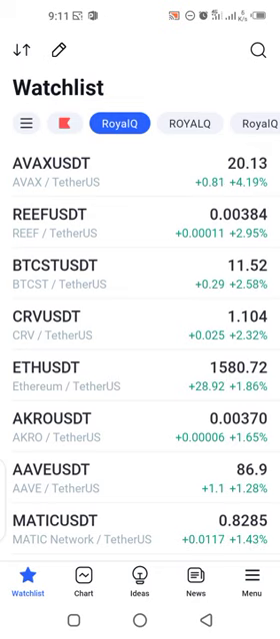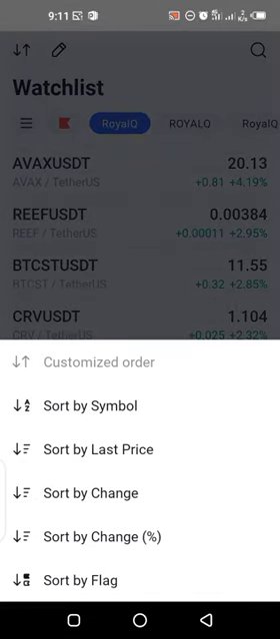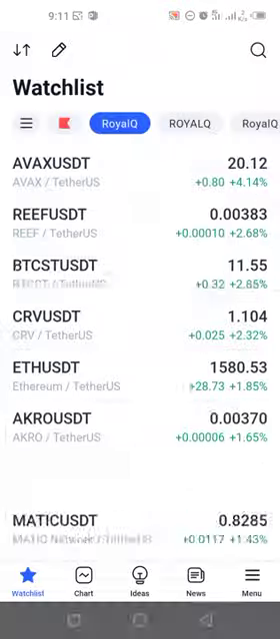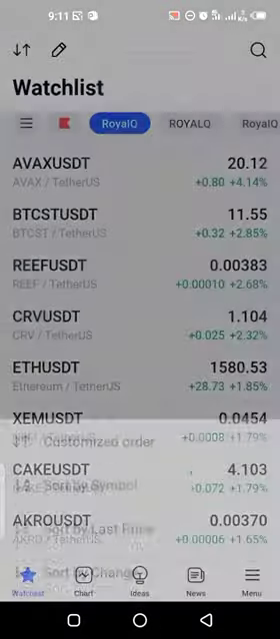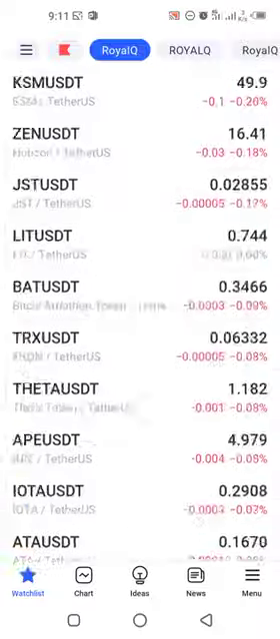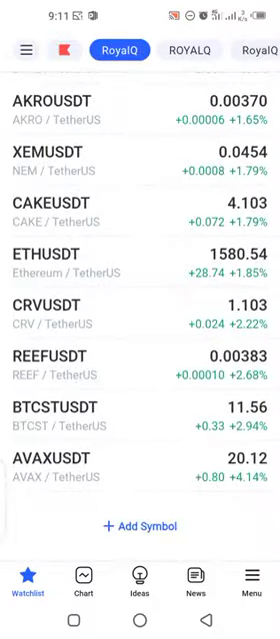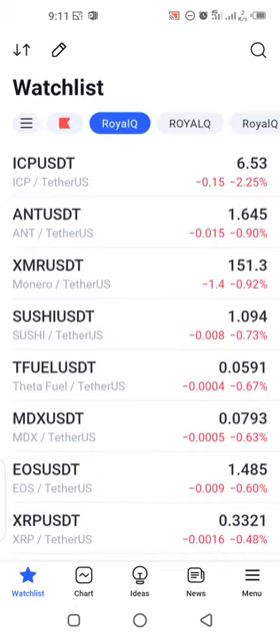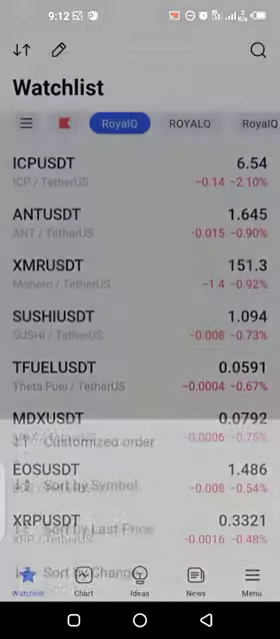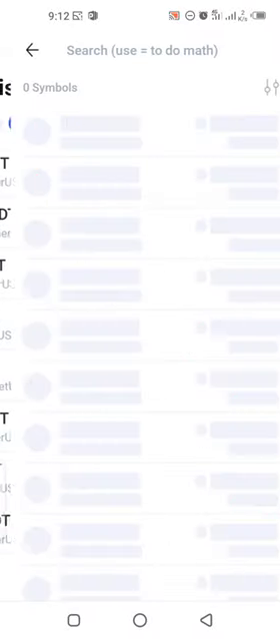It is the 30th of August 2022, and yesterday we were able to learn how to sort our coins from those that are performing well to those that are performing poorly. You can also do vice versa, from those performing poorly to those performing well. And we see how we can be able to win.